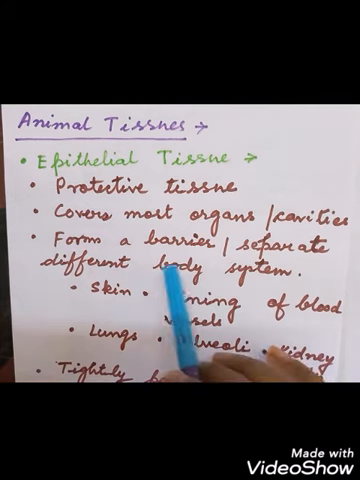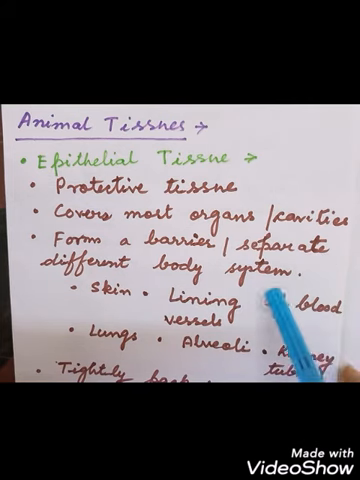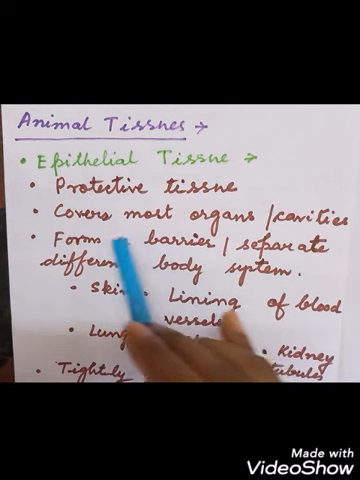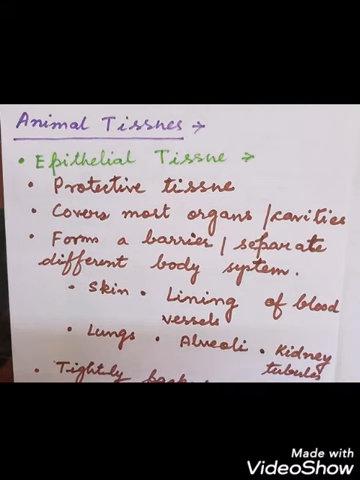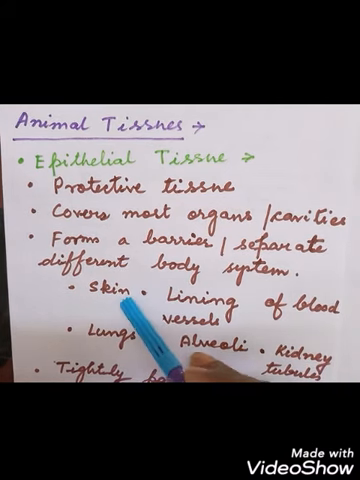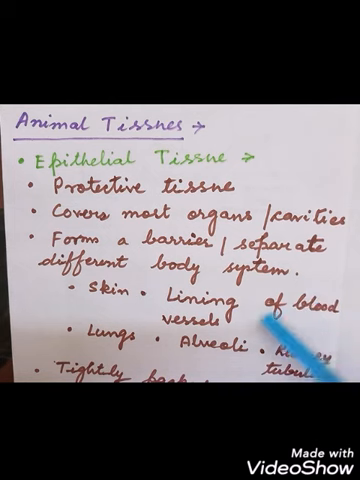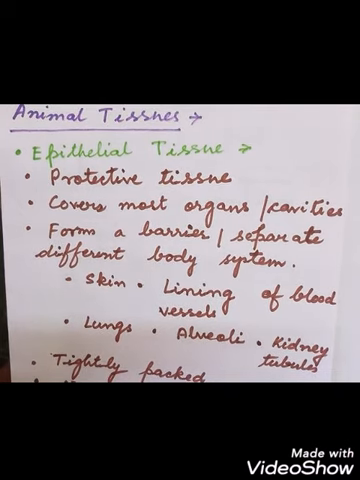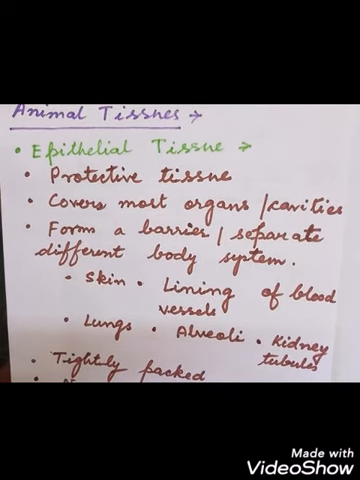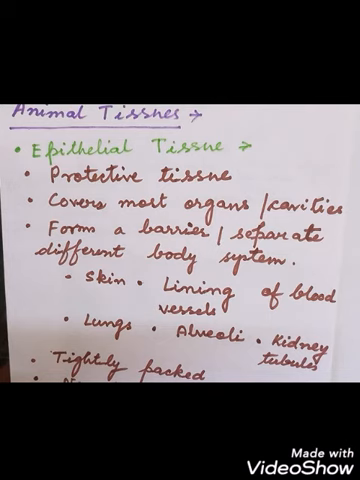And this also forms a barrier to keep the body systems separate from each other. So they will also act as a barrier. What they will do, they will separate the different body parts from each other. Like they are present in the skin, the lining of the blood vessels, the lungs, alveoli and the kidney tubules. So these are the protective tissues, which are also called the epithelial tissue, present in most of the organs in the outer layer for protection.